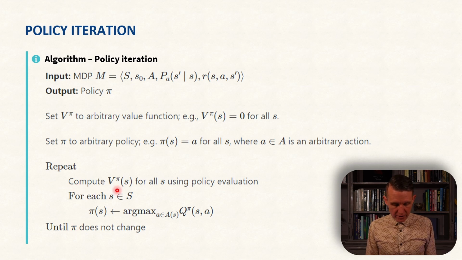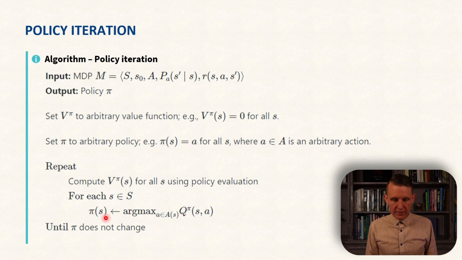First, we compute the value function v of pi s for all states using policy evaluation. This gives us the value of each state for the policy we have. Initially, that policy is arbitrary, so we have the value of all the states for some arbitrary policy. Then, for each state S, we simply iterate over all the possible actions that are available from that state until we find the action with the best Q value according to our Q value based on that policy.